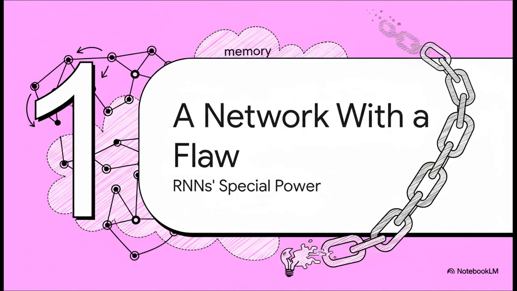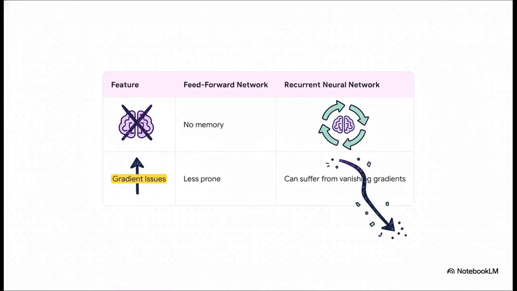Okay, so before we get into why this memory fades, we've got to understand what makes these networks, we call them RNNs, so special to begin with. Let's take a look at what they're all about. All right, check out this table. It really breaks it down perfectly. On one side, you've got your standard feed-forward network, no memory. But on the other side, that's our RNN. See that? It has memory, using these things called hidden states. That's its superpower, really. But, and this is a big but, look at the trade-off right there. Gradient issues. That's the catch. RNNs can suffer from something called vanishing gradients, and that's exactly what we're going to get into.